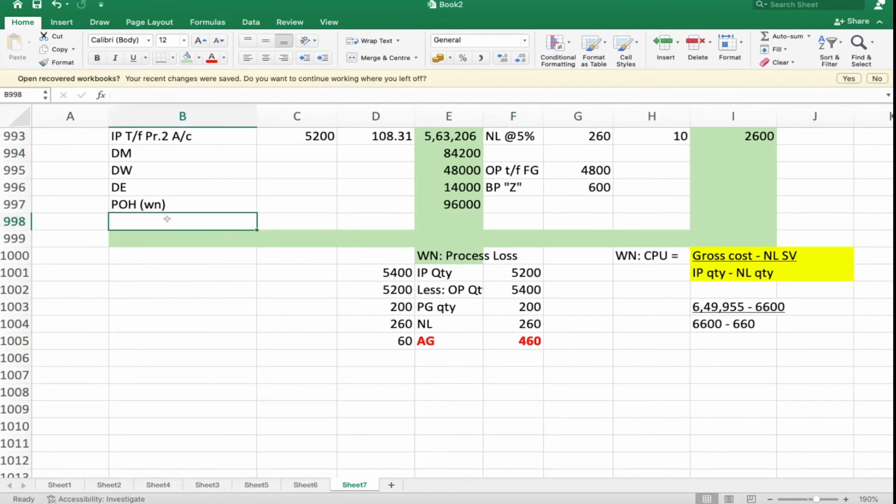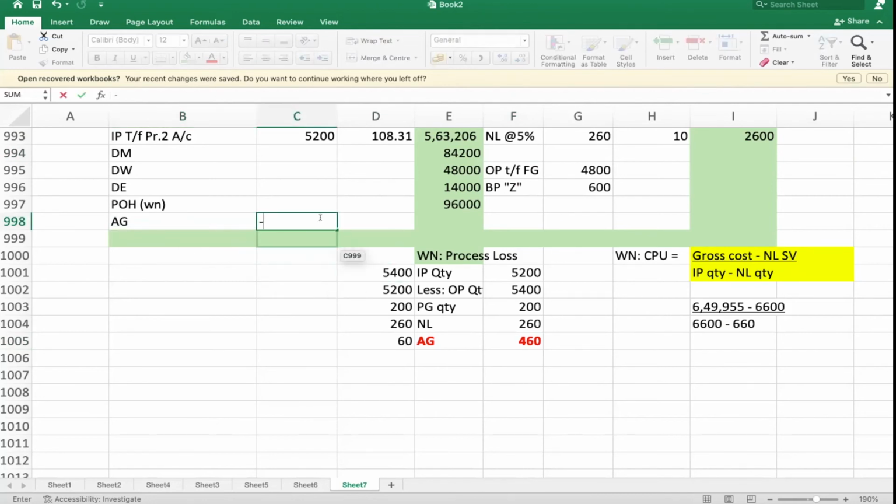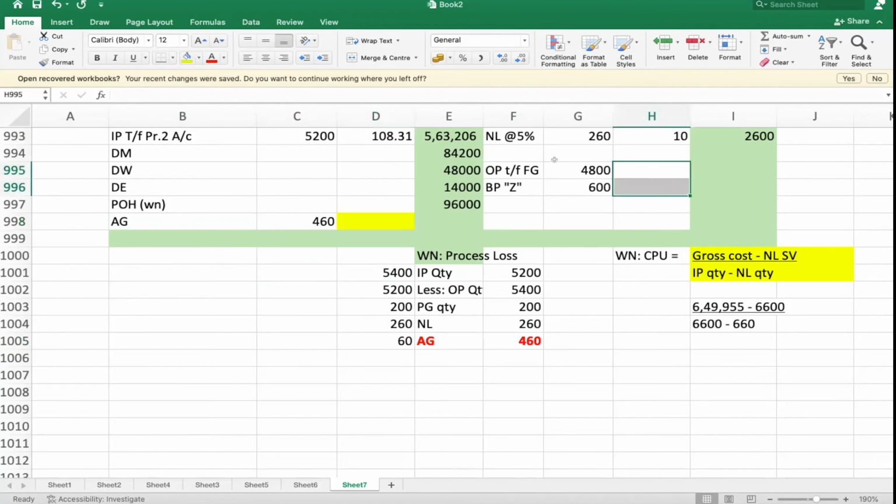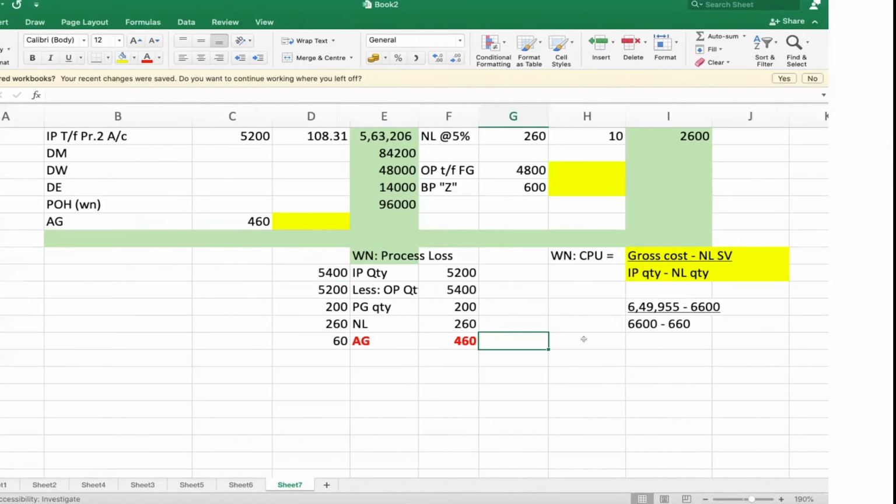Abnormal gain means where you have to park? Debit side. Abnormal gain, that 460 units. Up to this stage, you understood? Now we have to identify cost per unit for three things. What are all of them? Abnormal gain, output transferred to next process, and byproduct Z. Finished goods and byproduct.